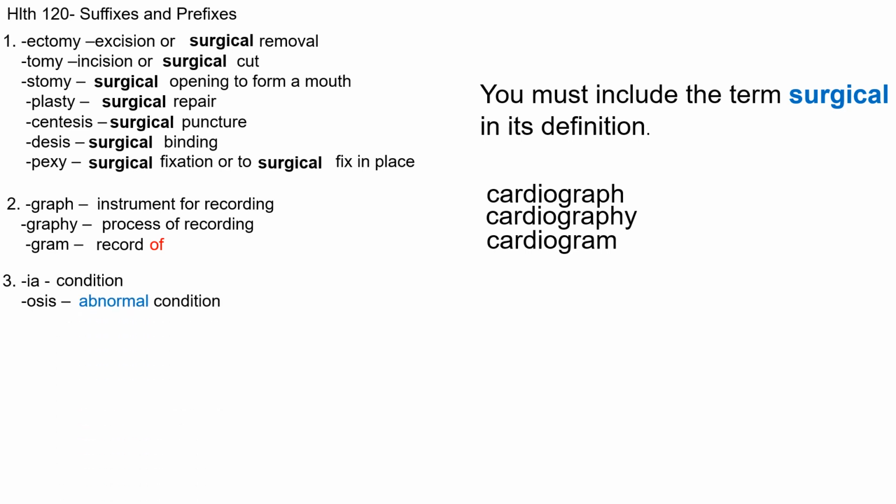Ia means condition. When I look at osis, it also says condition, but now I have to add a single word, and that word is abnormal, and it makes it totally different. Not all conditions are abnormal. Some are perfectly normal in the body, and these two will be separated by that simple word abnormal. A good example, which we're going to see later on, is the word hidria, which means condition of sweating, and hidrosis, which means an abnormal condition of sweating. There's a big difference between the two.